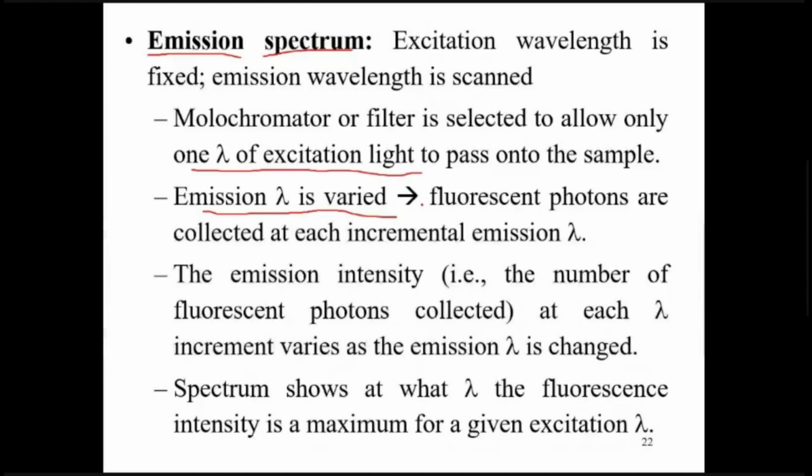We are going to use a monochromator to change that wavelength, and we are going to plot the spectra. So fluorescent photons are collected at each incremental emission wavelength. So on every wavelength we are going to check their intensity. The emission intensity, that is the number of fluorescent photons collected at each wavelength increment, varies as the emission wavelength is changed. The spectrum shows at what wavelength the fluorescent intensity is maximum for a given excitation wavelength.